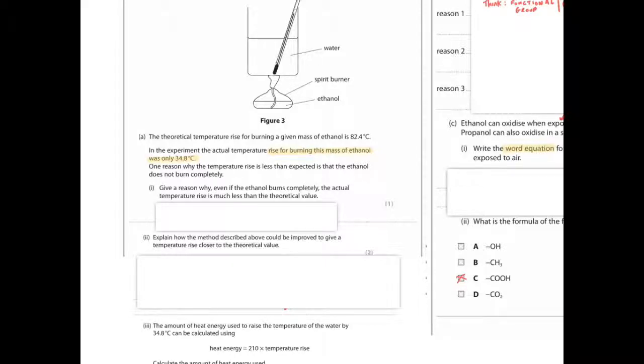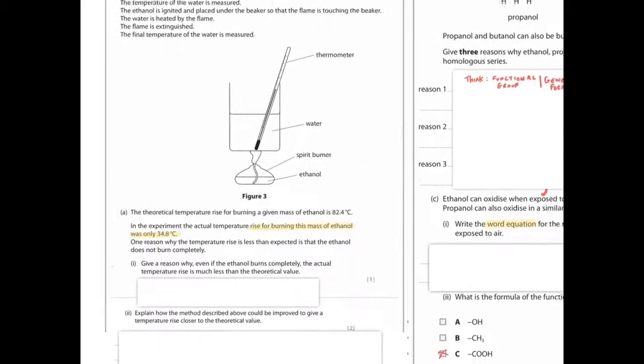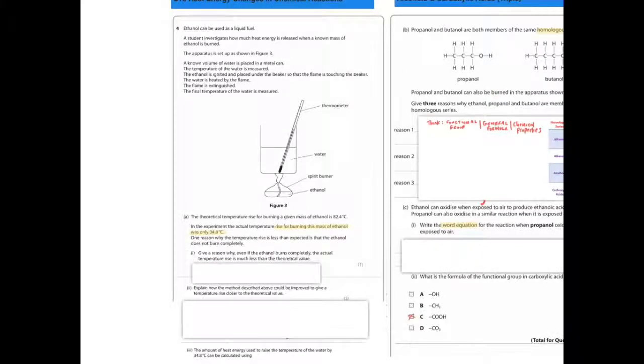Give a reason why, even if the ethanol burns completely, the actual temperature rise is much less than the theoretical value. Well, if we look at this system, it's a very open system. The heat is going to be escaping to the environment. If this is hot and it's not going to be as hot in the environment, the heat will transfer very quickly to the environment. So a lot of that heat will escape and not be picked up by the thermometer.